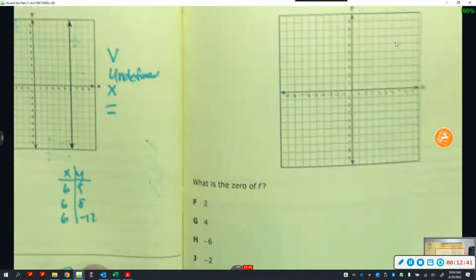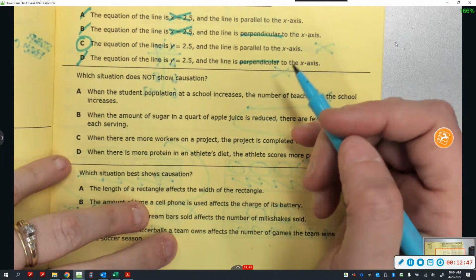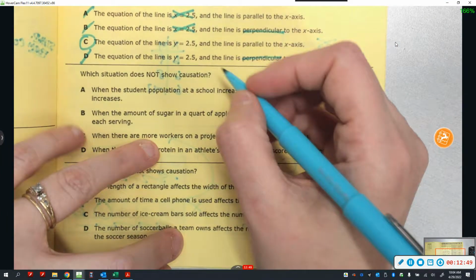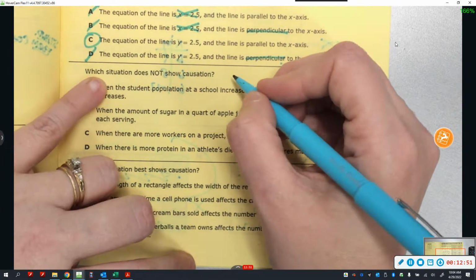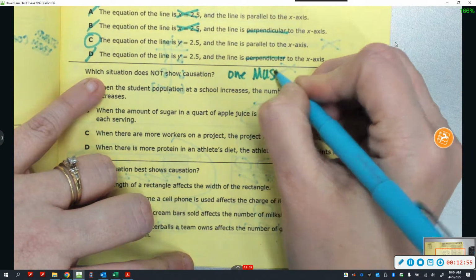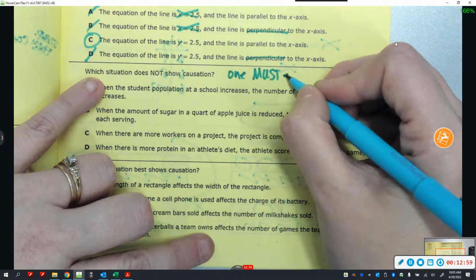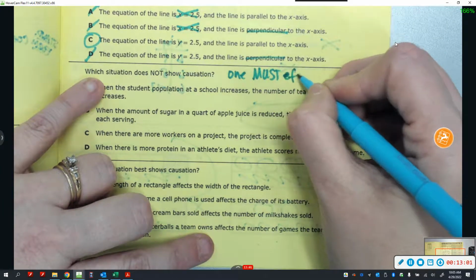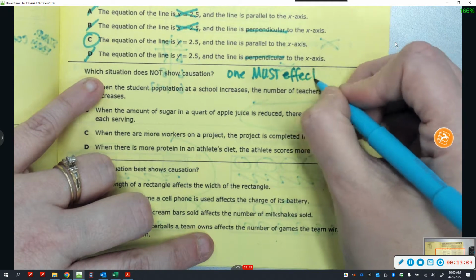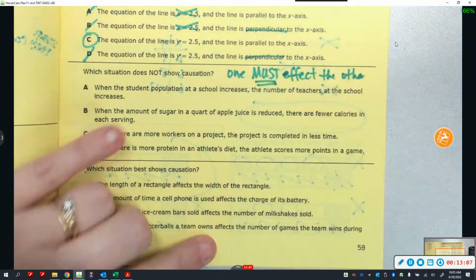Okay, I want to talk about, real quick, correlation and causation. When we talk about correlation and causation, this is what I want you to keep in mind. When it says causation, one must affect the other. Is it affect or effect? I'm going to say effect, and I don't think that's right, but one must affect the other. Emphasis on the word must.